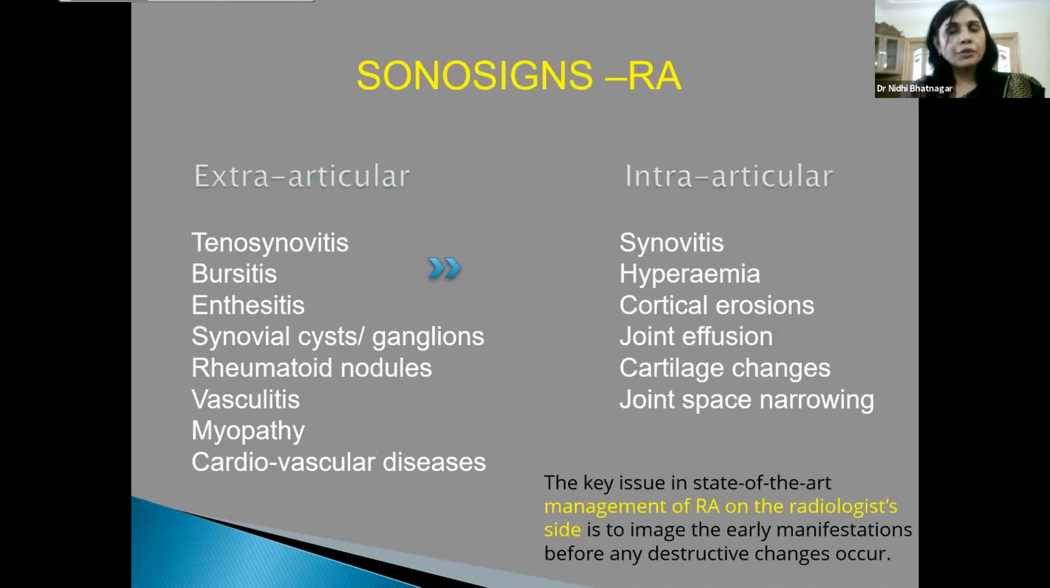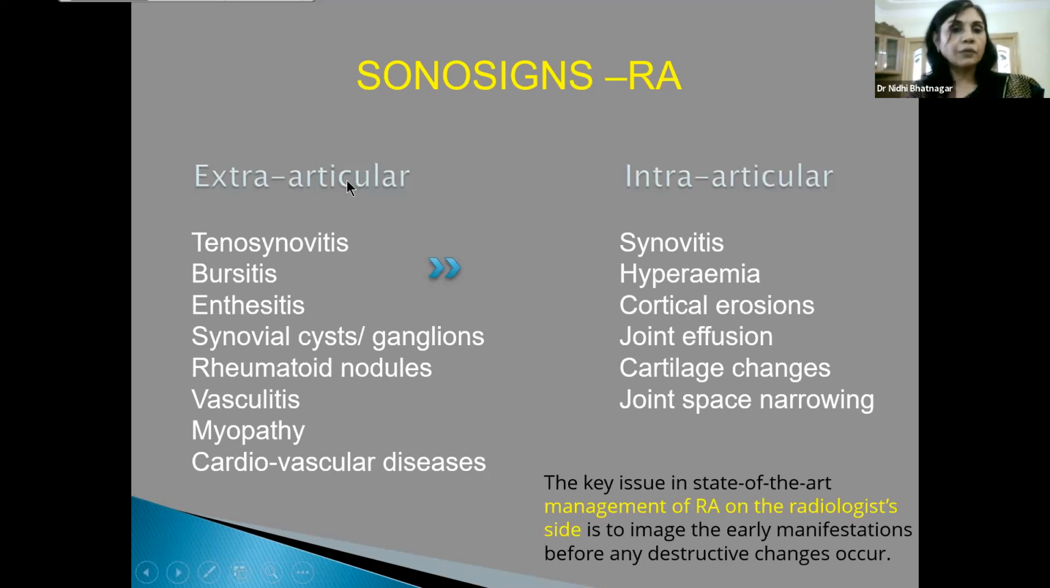So the role of the radiologist is to document these early manifestations much, much before the bony changes, that is the erosions, start happening. That is the main aim of every clinician: to prevent the progression, which tends to then become irreversible disability. The sono signs have been broadly divided into extra-articular signs and intra-articular signs.